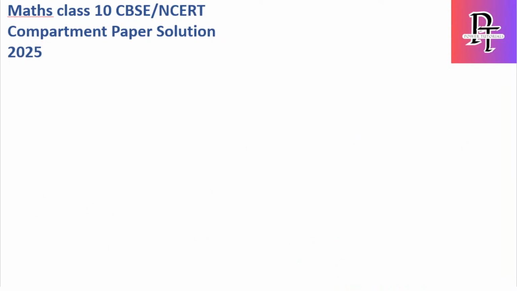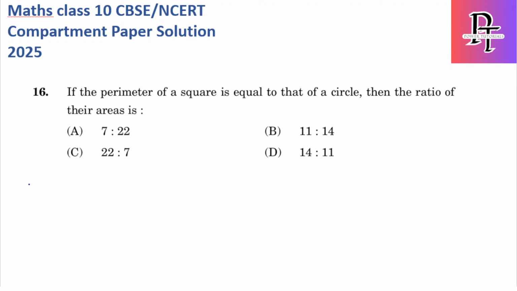Okay, next move to the last 5 questions. 16th question. Perimeter of a square is equal to that of a circle. Perimeter of square is s square. Sorry, perimeter is 4s. 4s is equal to that of the circle. Circle perimeter is 2 pi r. 2 ones, 2 twos. So I can get the relation between s and r as s is equal to pi r by 2.